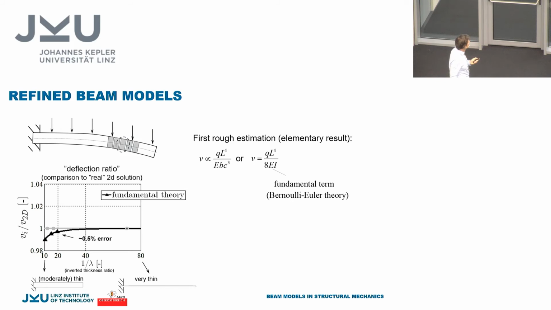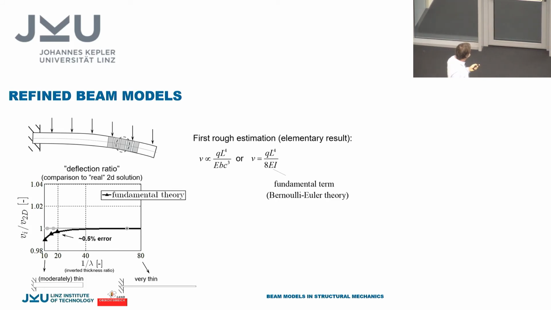And if you do a calculation and you compare it to the real solution, this means the solution of a two-dimensional problem, you will find that for very thin beams, this deflection ratio will be close to 1. This means that this formula for this fundamental theory is quite accurate. But if you take a look for thicker beams, there's an error.